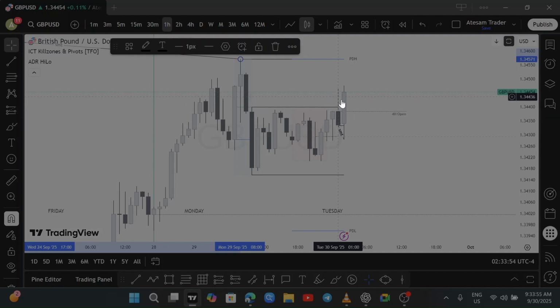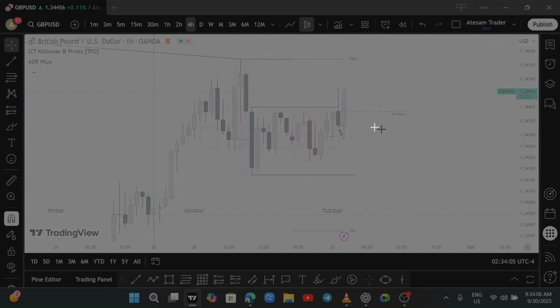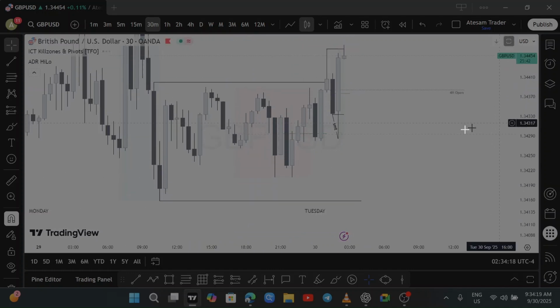So when we form the manipulation at the 1 a.m. open, I was expecting this 2 a.m. should continue below to this range low. Okay, this was my expectation. And one thing to remind, at that time this 4 hour didn't close. It was opening. So I was expecting this reversal candle prematurely.